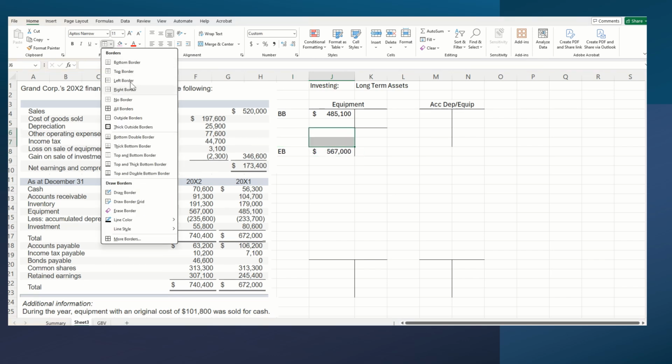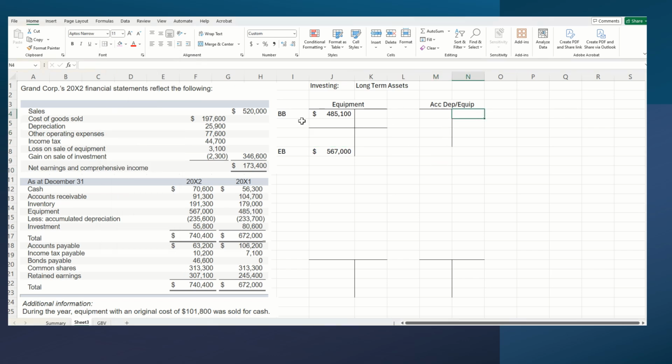And then accumulated depreciation, again, we have to record the beginning balance and the ending balance, and it's on the credit side because it is the contra account for equipment. So we started with 233,700 and we ended with 235,600. So that's the first thing we're doing with our T accounts.